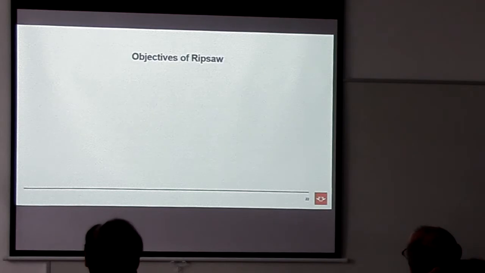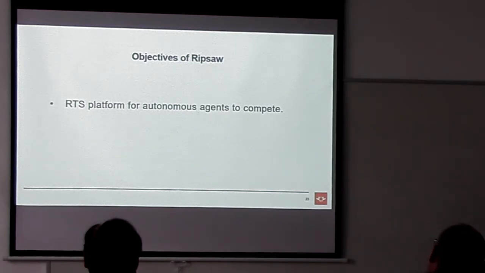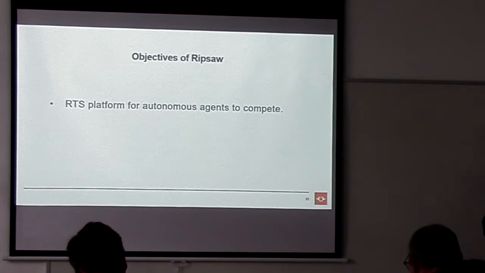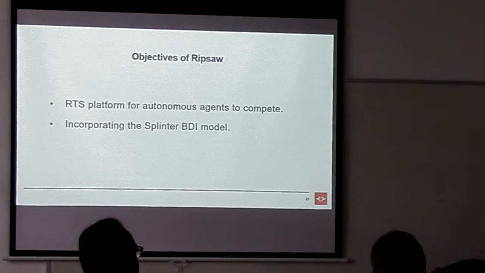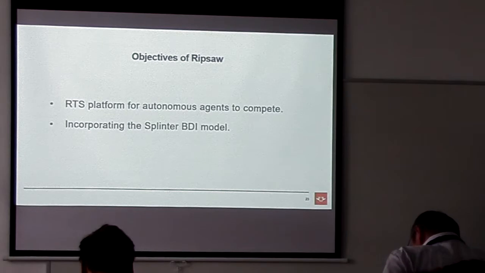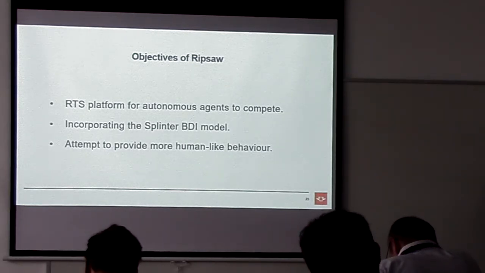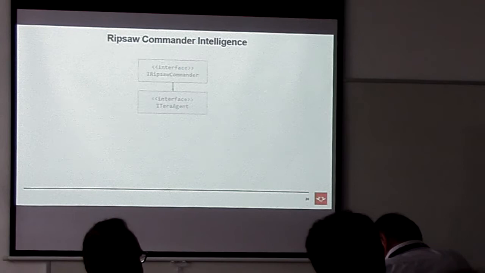So what is RIPSAW? RIPSAW has a number of objectives. The first one: it's a platform for autonomous agents to compete. RIPSAW has its own rules of engagement, what it can and can't do, and only autonomous agents are allowed to participate. They compete against one another, and the one that survives last is the winner. It does incorporate the Splinter BDI model as its nexus of intelligence. We'll have a look at that in a few moments. But the most important is that it attempts to provide more human-like behavior, because that's one of the challenges.